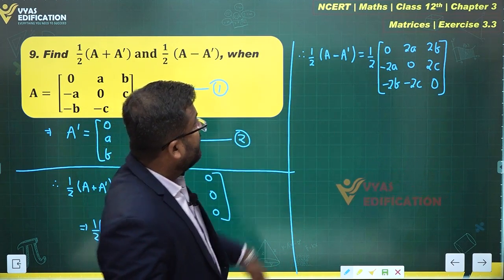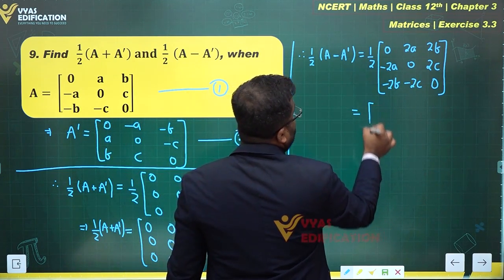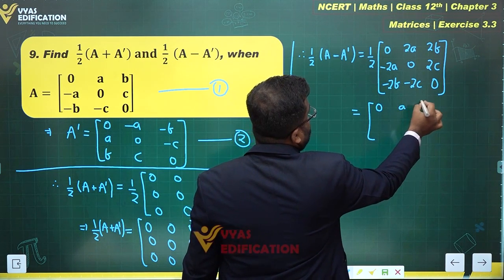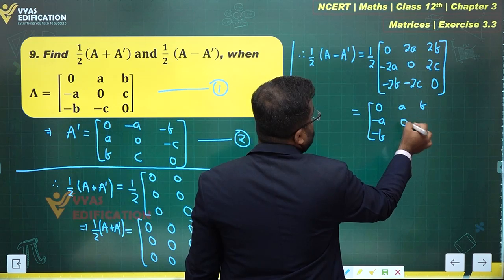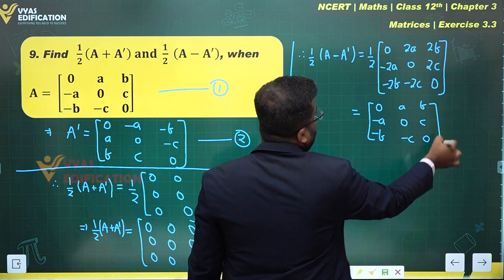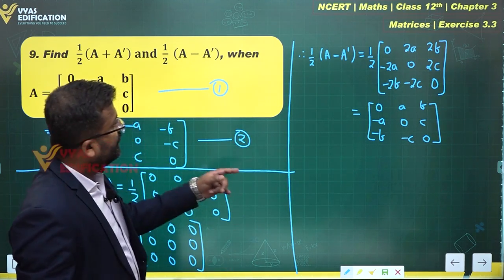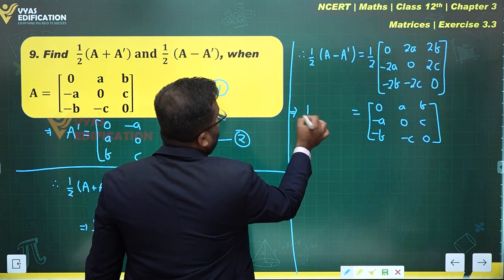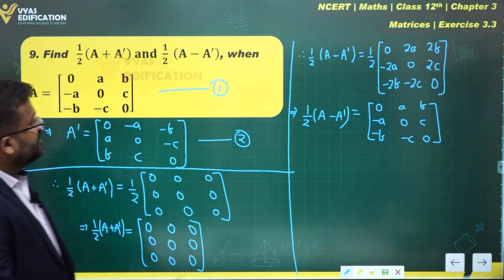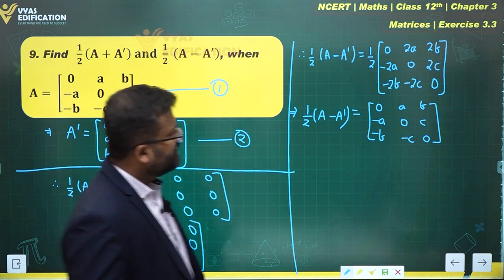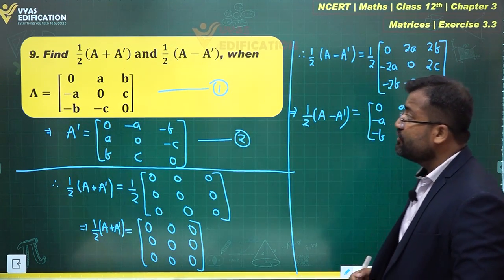Can I multiply it with half? Yes. What do we get on multiplying with half? This is a 0, this is A, this is B, this is minus A, this is minus B, this is minus C, this is 0, C, 0. That's what I obtain. And therefore, obviously, half of A minus A prime is equal to this matrix over here. That is what we were supposed to find. Yeah, we were supposed to find these two matrices.